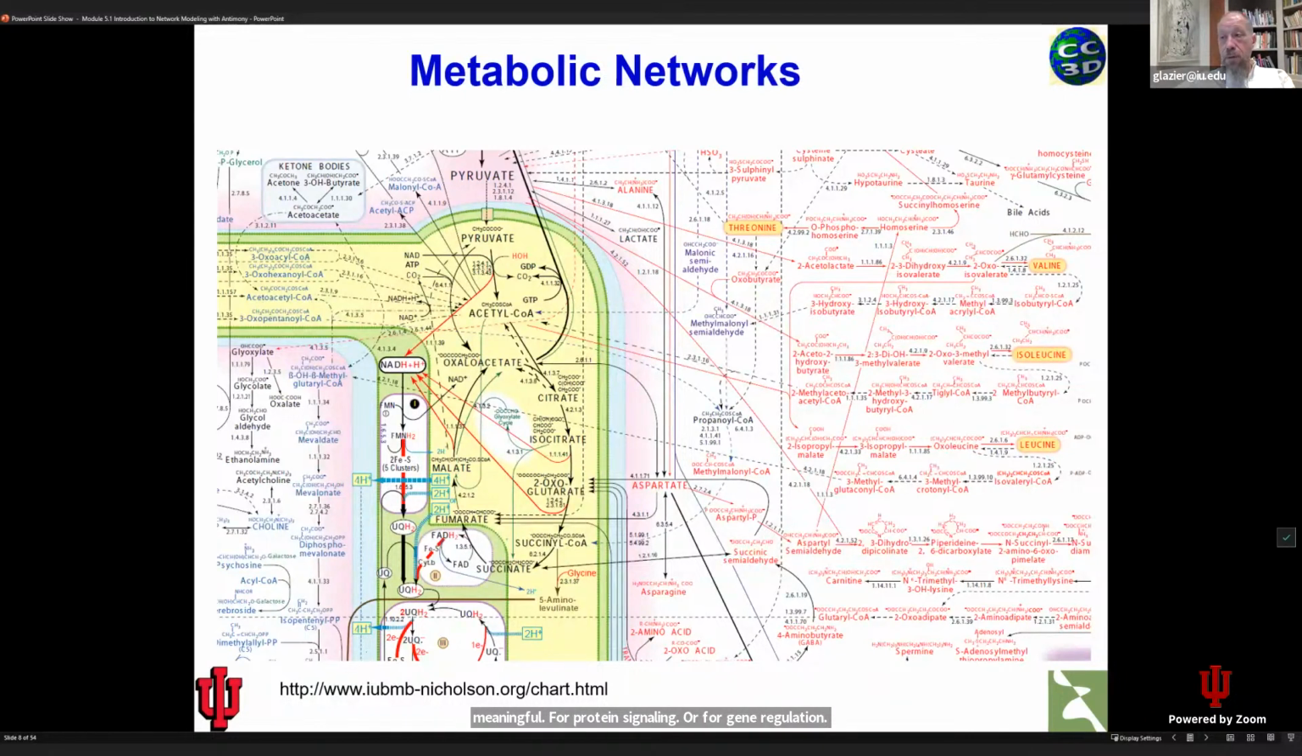It's easy to put up a diagram of metabolic networks. There used to be a wall chart that was produced by a company that sold molecular biology products. And as time has gone on, what is known about metabolism has gotten to be so complicated that it can't fit on a single chart anymore.